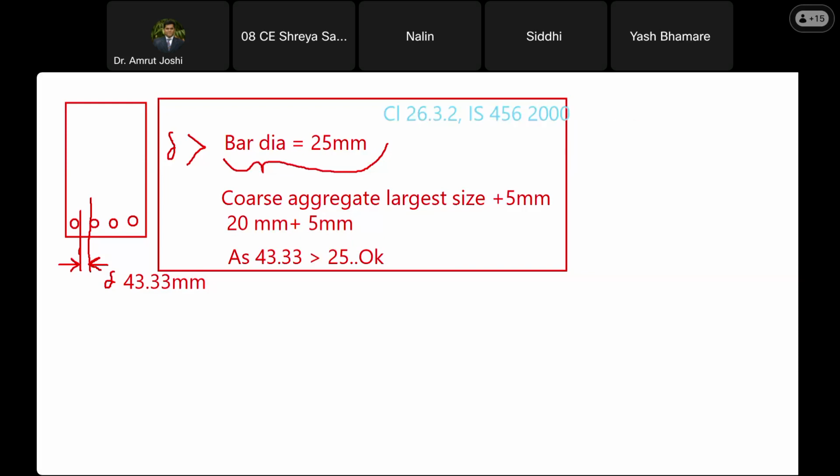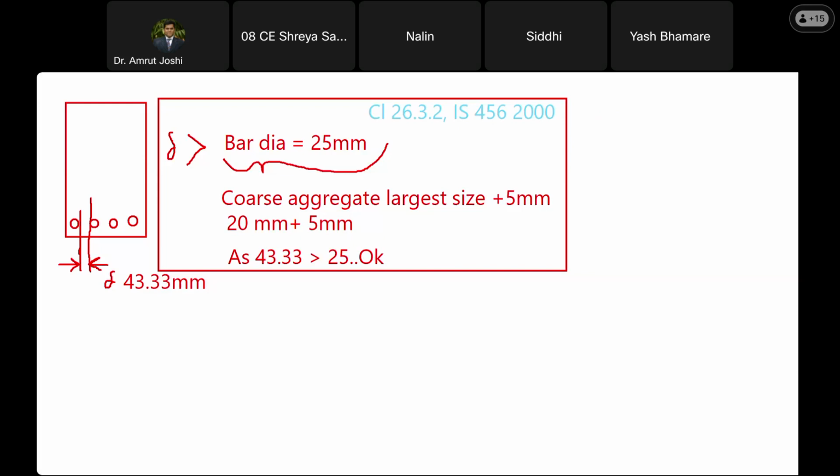Yes, sir. So as per this clause, delta should be greater than three things. If the bar diameters are equal, then it is the bar diameter. If bar diameters are unequal, then the largest bar diameter. And coarse aggregate's largest size plus 5 mm. Whichever is greater is the wording. So delta should be greater than whichever of these three is greatest. Are you with me? Yes, sir. Okay. So therefore, as 43.33 is greater than 25 mm, this delta is okay. We can go ahead with the provision of 4 bars in one layer.